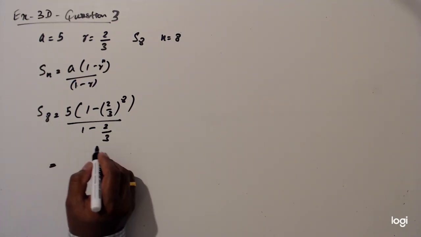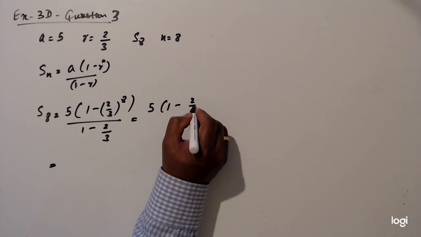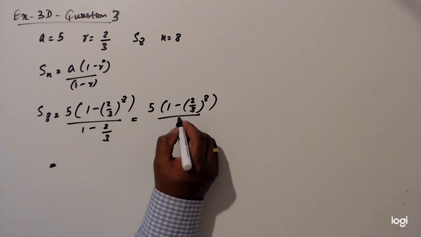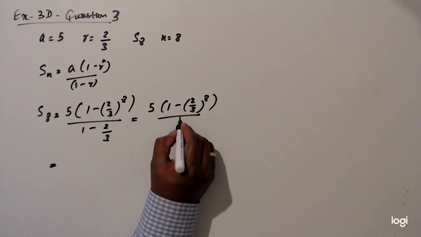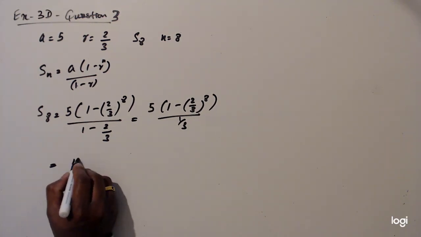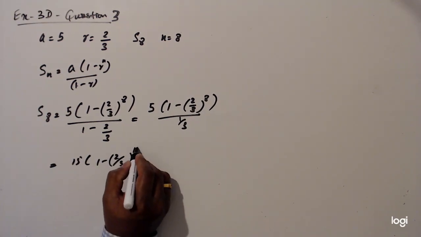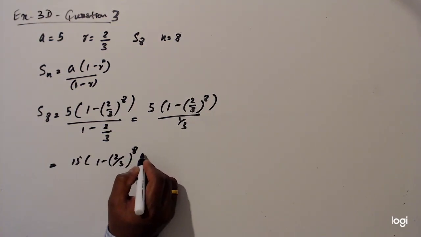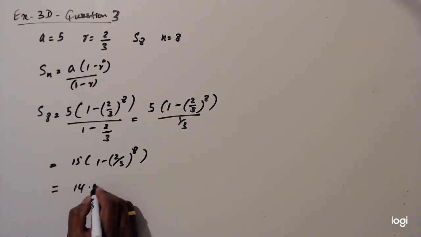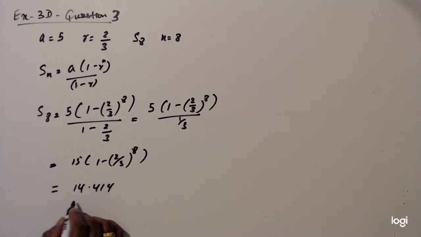So this is going to be 5 times (1 minus (2 over 3) to the power 8). This is going to be 1 over 3. So this 3 goes up. So in this case, 15 times (1 minus (2 over 3) to the power 8). So when you simplify, you should get 14.414, approximate answer.